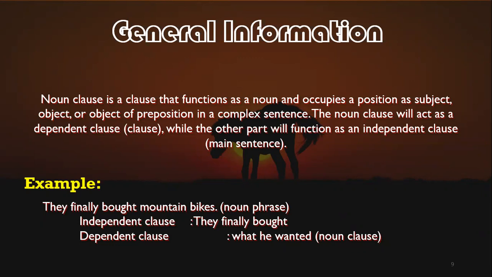For the example is, they finally bought what he wanted. It's a noun clause. It's formed by an independent clause, that is, they finally bought, and then added by a dependent clause, what he wanted.